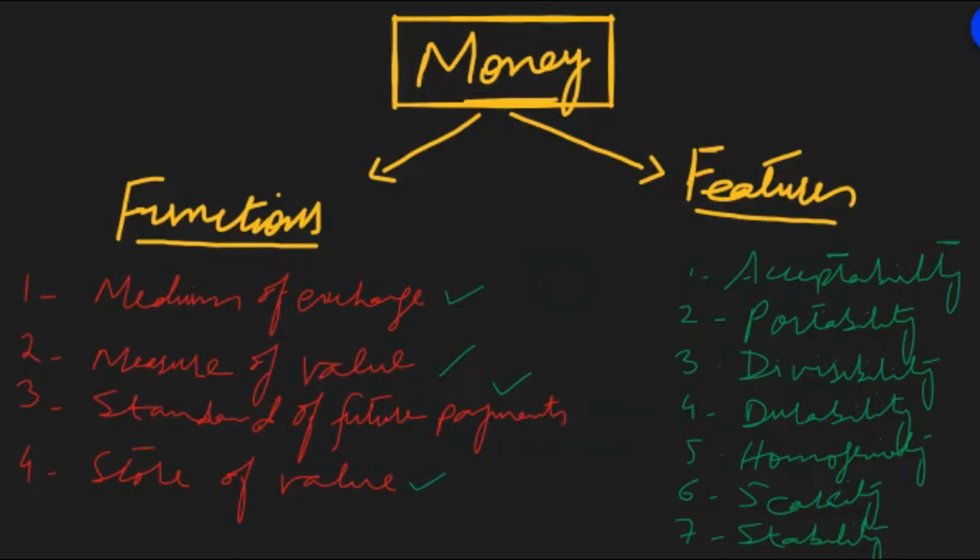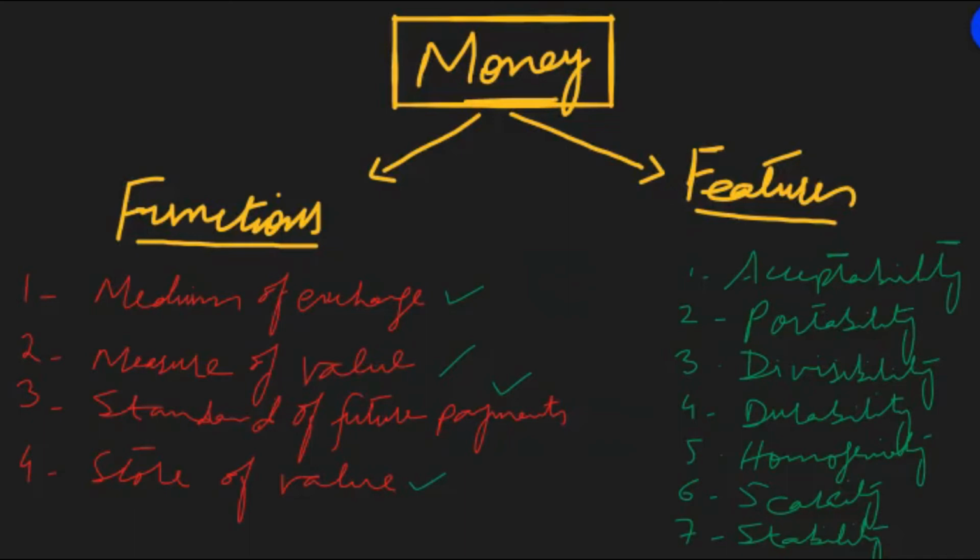Number three is standard of future or deferred payments. These are the payments which we have to make in the future. Sometimes we buy goods and services on credit and promise to pay later, and when we pay later in the future, we pay in money, and that money is accepted by everyone.